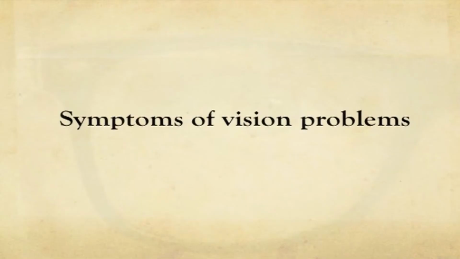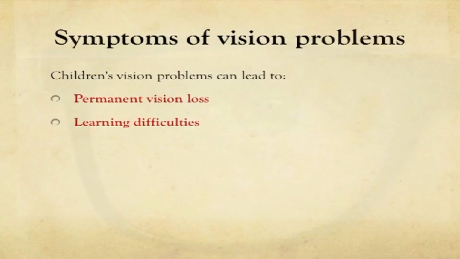Next, we will discuss the symptoms of vision problems. Half of all blindness or eye disorders can be prevented or cured. Young children with vision problems often do not know that the way they see the world is not the way everyone sees it. Yet, vision problems affect 1 in 20 preschoolers. They also affect 1 in 4 school children. Without early detection and treatment, children's vision problems can lead to permanent vision loss and learning difficulties.